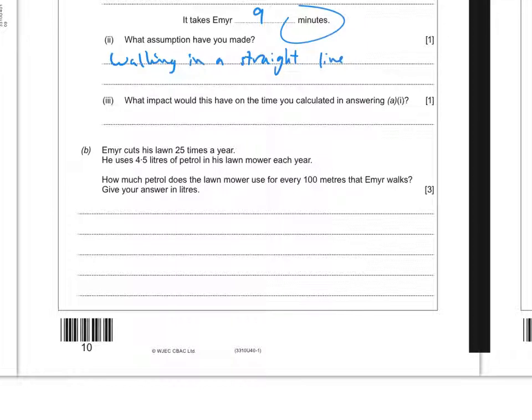And then for the third part, they've asked what impact would this have on the answer. So the actual reality is it would take longer to cut, or there would be more time needed, something along those lines of longer or increased time. So it could take longer to cut.